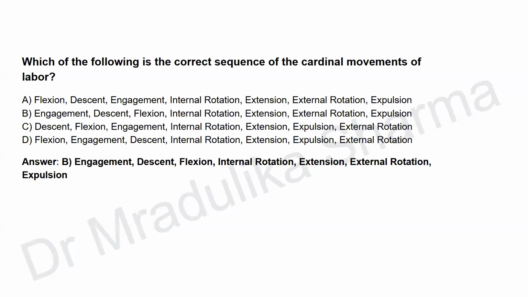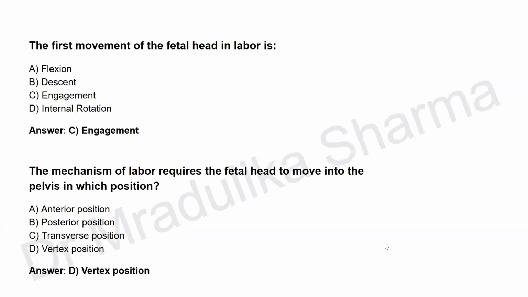Now here are the three MCQs to discuss with you. First: which of the following is the correct sequence of cardinal movements of labor? This is the most common thing. Engagement, descent, flexion, internal rotation, then external rotation, and then expulsion. Next: the first movement of the fetal head in labor is engagement. The mechanism of labor requires the fetal head to move into the pelvis in which position? It's the vertex position basically.